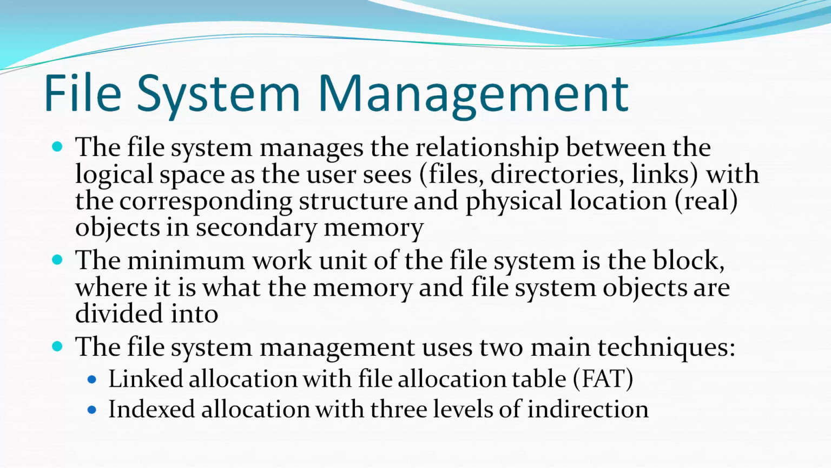The file system manages the relationship between the logical space as the user sees files, directories, links with the corresponding structure and physical location of real objects in secondary memory. The minimum work unit of the file system is the block, which is what the memory and file system objects are divided into. The file system management uses two main techniques: the first one is linked allocation with file allocation table, abbreviated as FAT, and the second one is indexed allocation with 3 levels of indirection.